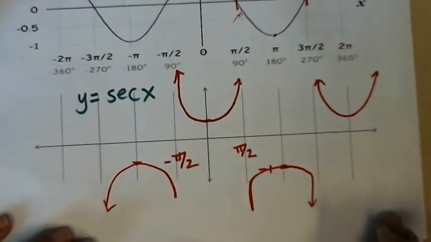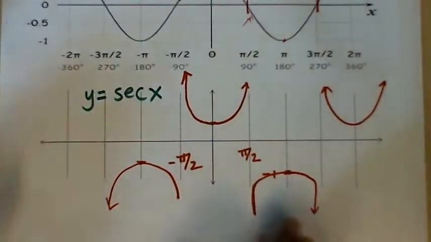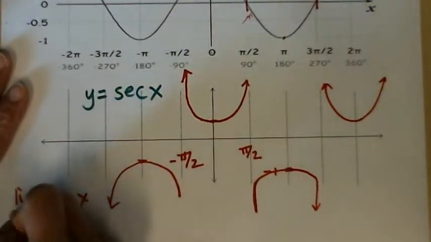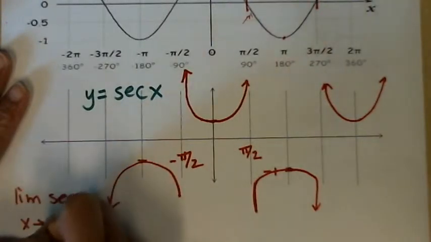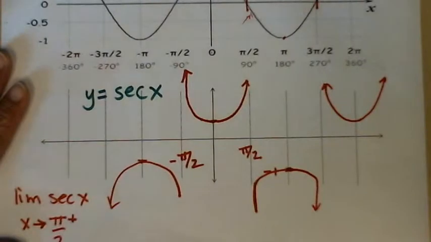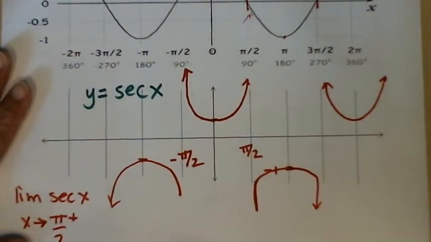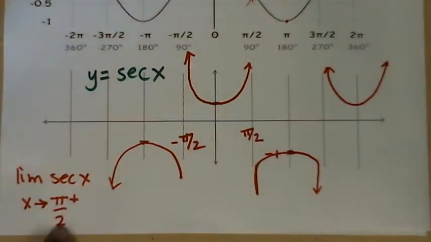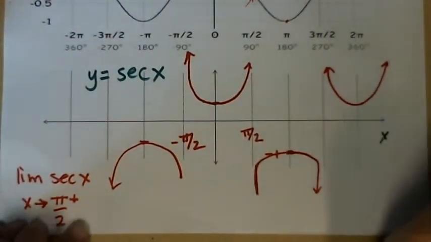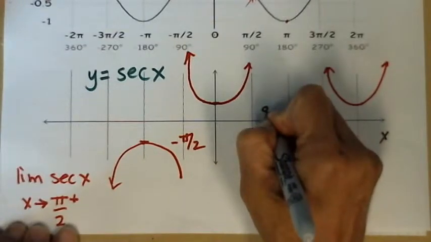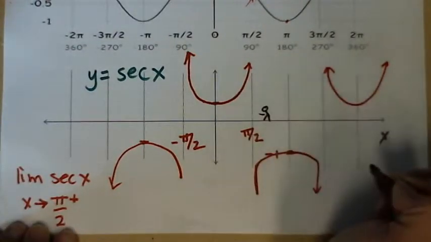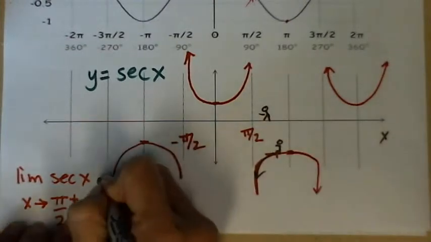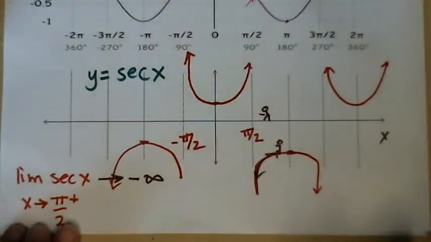So calculus students, you can imagine, or at least you should, me asking the question, hey, what's the limit of secant x as x approaches pi halves from the right? So you have to get on your x-axis near pi halves to the right. This is my x-axis, so I'm going to hop on right around pi halves, coming from the right. Get on your graph though. As I'm walking in, what's happening to my y values? They're all headed toward negative infinity.